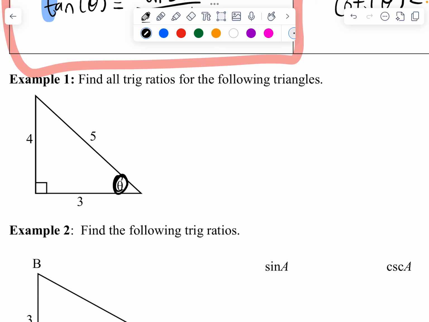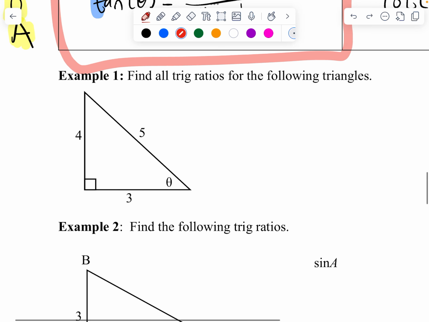Okay, so theta, your reference is down there, meaning that next to theta, adjacent to it is 3. So I'm just going to label that. And then across from it, on the opposite side of that triangle, we have the 4. So that is our opposite leg. And then, of course, across from the right angle is your hypotenuse, right?